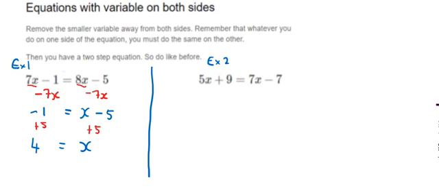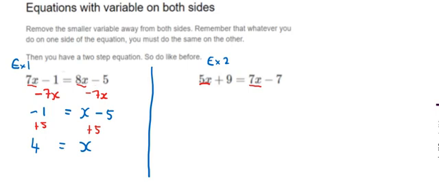My second example, so I've got 5x plus 9 equals 7x minus 7. Now if I look back up to the notes I have up here again, I'm going to remove the smaller variable. Now in this question I've got a 5x on the left hand side and a 7x on the right hand side. So obviously the 5x is smaller than the 7x, so I'm going to try and get rid of this 5x from the left hand side.